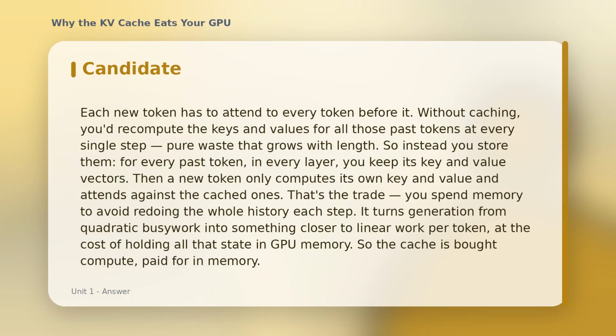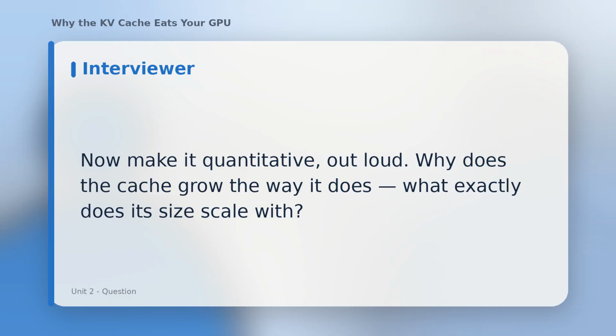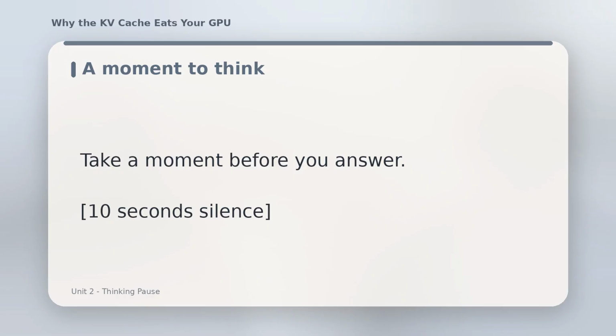It turns generation from quadratic busywork into something closer to linear work per token, at the cost of holding all that state in GPU memory. So the cache is bought compute, paid for in memory. Now make it quantitative, out loud. Why does the cache grow the way it does? What exactly does its size scale with? Take a moment before you answer.